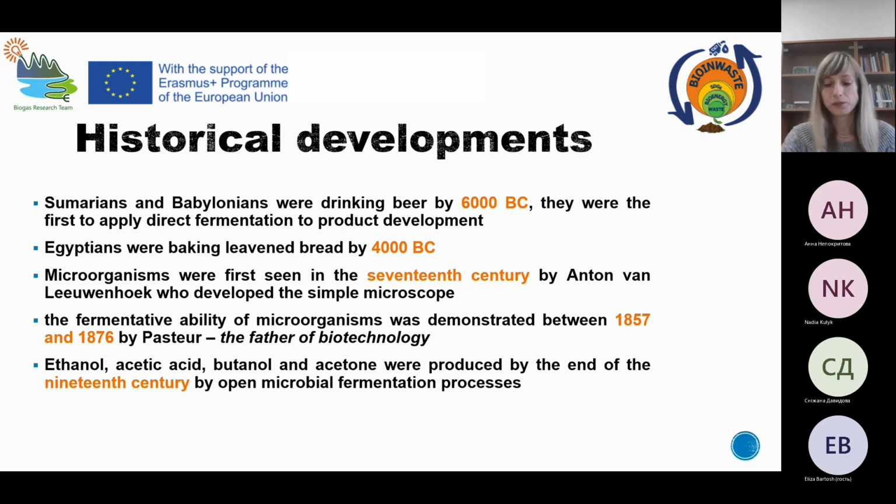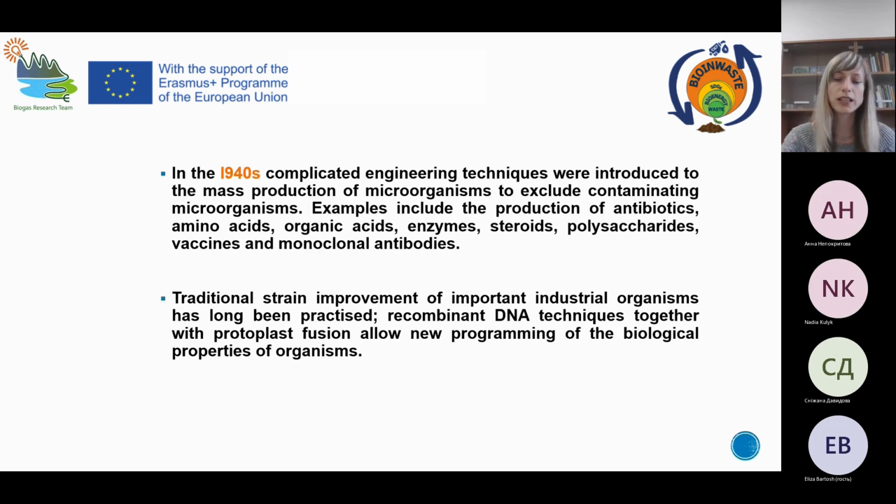I think you can know such types of bioproducts, and especially growth in medicine, because we have antibiotics, different types of enzymes, vaccines that are used and help protect our health. Especially the branch of traditional strain improvement of industrial organisms using DNA techniques. So, of course, it's a new programming of the biological properties of organisms, and it also impacted the growth of this field of biotechnology.